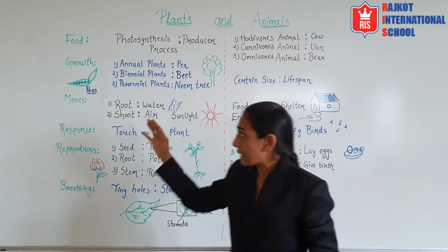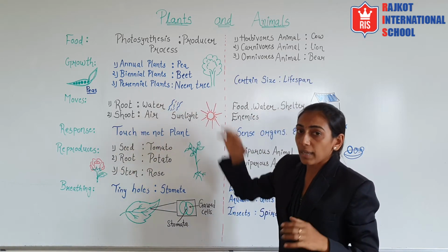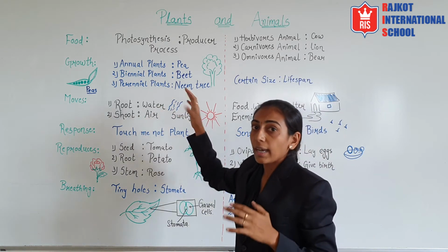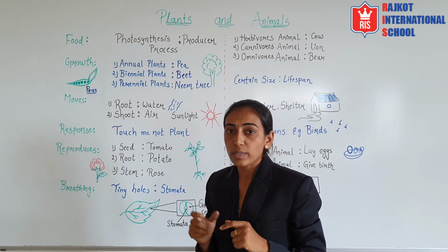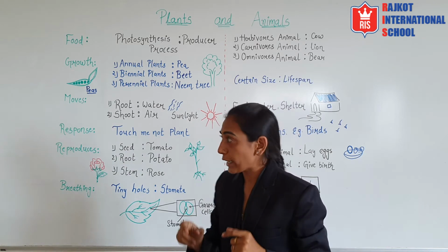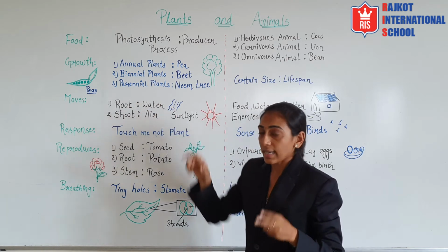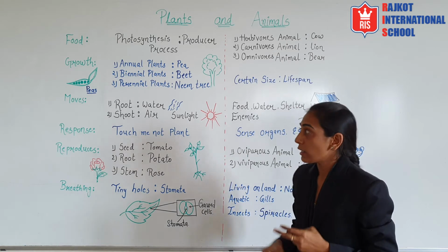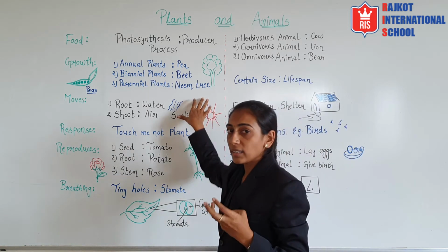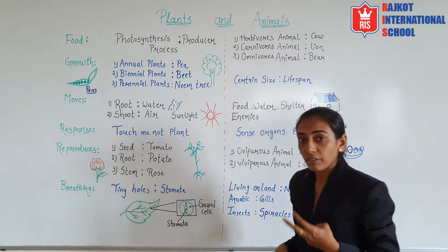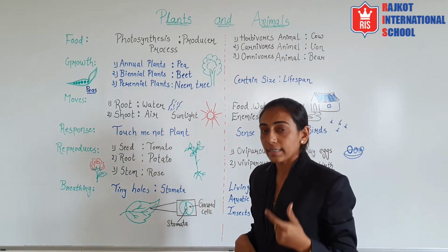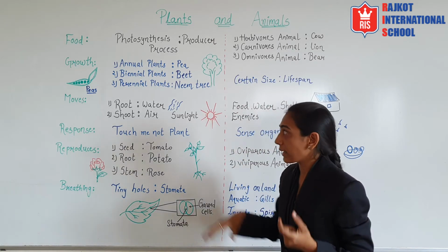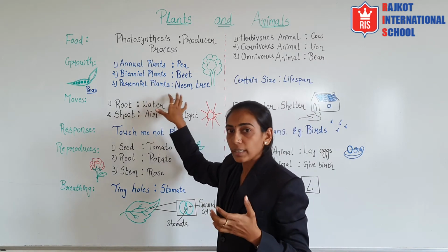Next difference is growth. Plants grow in three ways. First is annual plant. An annual plant means a plant whose lifespan is 1 year. Say for example, pea plant. Second is biennial plant, a plant whose lifespan is 2 years. Say for example, beetroot. And third, plants having a lifespan of more than 2 years, that is 3, 10, 20 or more, maybe 15 years. We call this a perennial plant. Say for example, neem tree.